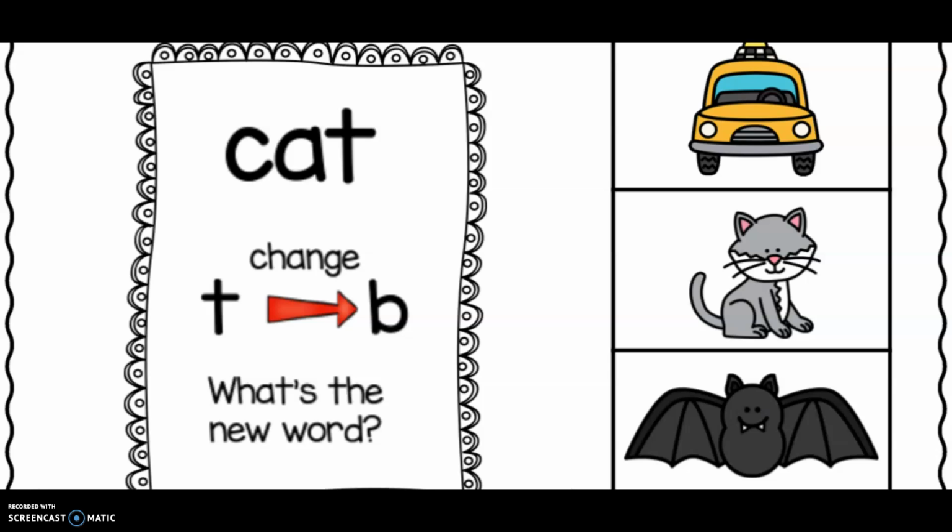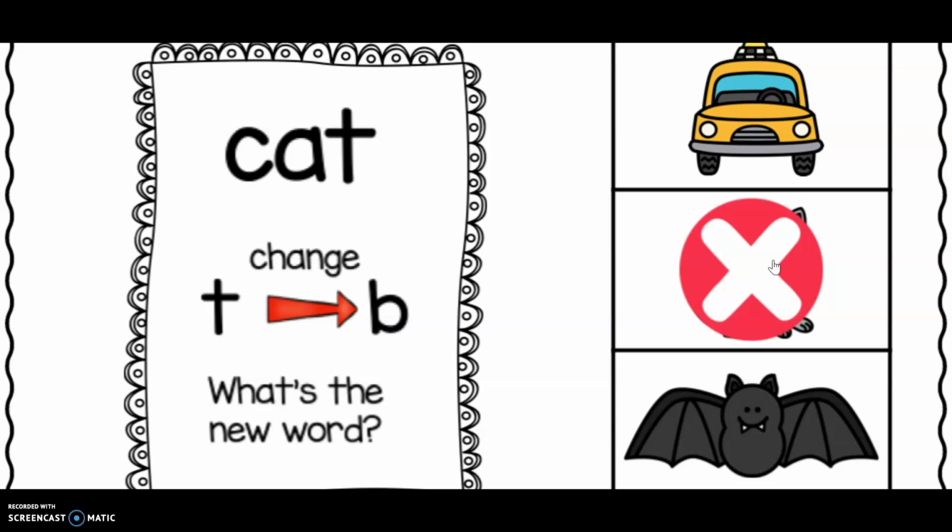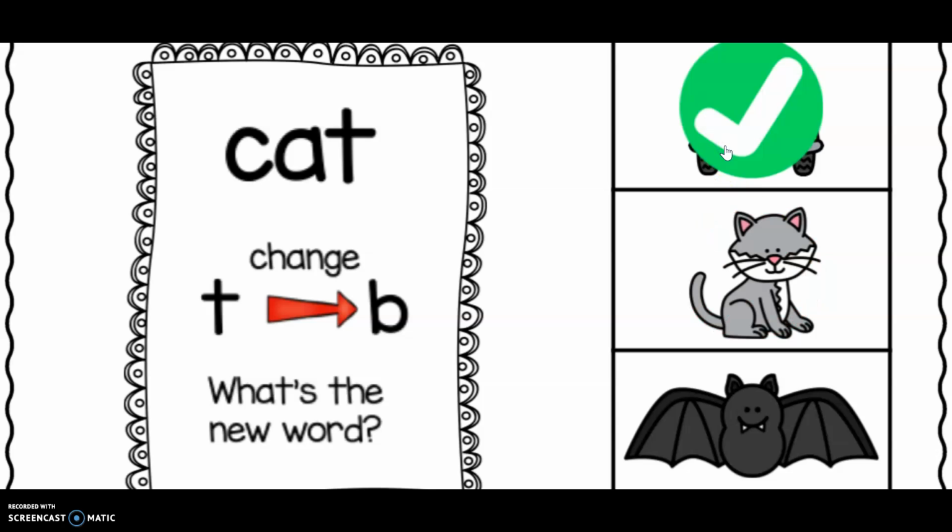I have cat. Change the t to b. Oh my goodness. So we're changing the ending. So at. I'm going to change the t to b. So let's switch that sound. Okay, friends. So we have at. We're going to change the t to b. So now we have ab, cab. So if I click on the picture of the cat, that is not correct. But if I click on the picture of the cab, I will see the green check mark.